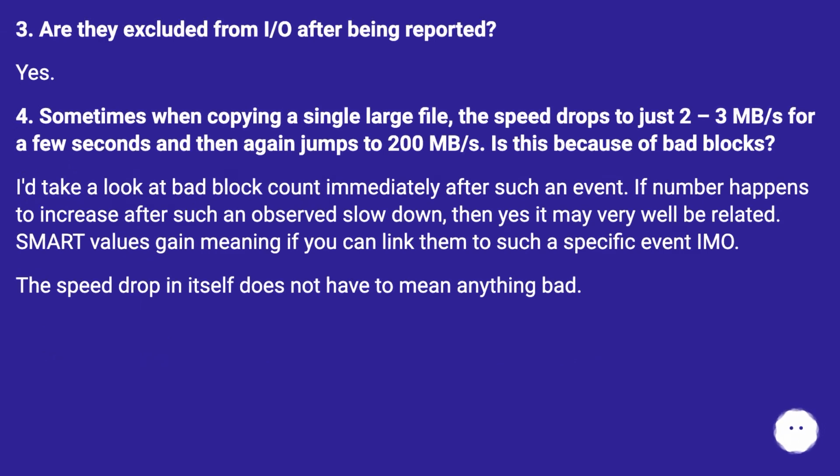Three. Are they excluded from I/O after being reported? Yes. Four. Sometimes when copying a single large file, the speed drops to just 2 to 3 MB/s for a few seconds and then again jumps to 200 MB/s. Is this because of bad blocks? I'd take a look at the bad block count immediately after such an event. If the number happens to increase after such an observed slowdown, then yes, it may very well be related. SMART values gain meaning if you can link them to such a specific event. The speed drop in itself does not have to mean anything bad.